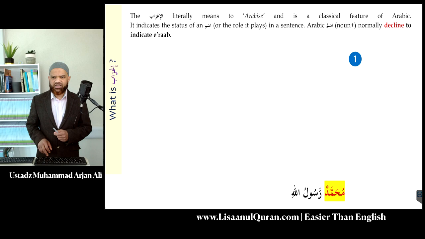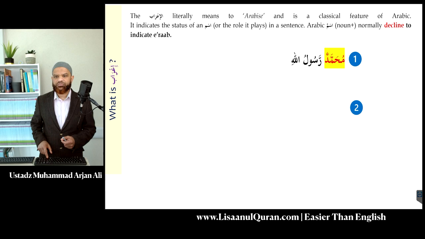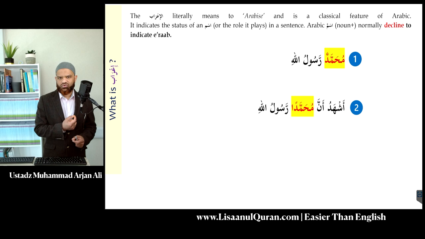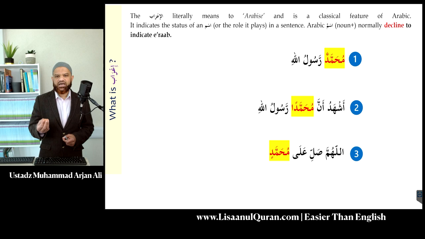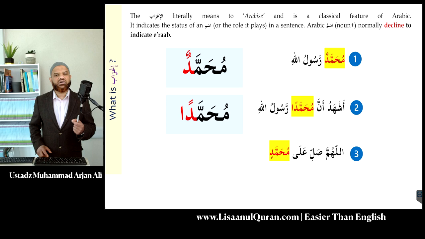In the first example, we have the kalima. Well, of course, we all know this, alhamdulillah. La ilaha illallah Muhammadun Rasulullah. In the second example, I will say in the shahada, ashhadu anna Muhammadan Rasulullah. In the third example, in our salah, we say, Allahumma salli ala Muhammadin. So you can see here the word Muhammad sallallahu alayhi wa sallam. This word here is used in three different ways in Arabic. I have Muhammadun, Muhammadan, Muhammadin.